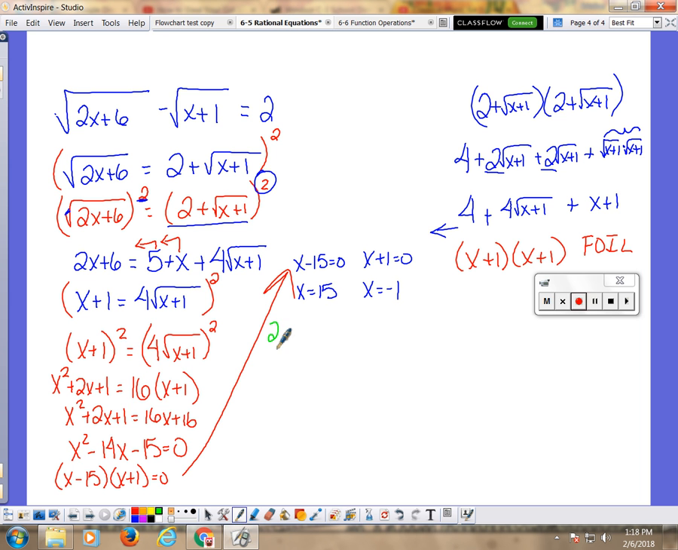So I'm going to take 2 times 15 plus 6, and I'm going to minus the square root of 15 plus 1, and I'm going to see if that equals 2. So this is square root of 36 minus the square root of 16. This is 6 minus 4. Does that equal 2? Yep, 2 equals 2. So this one checks. Now I'm going to go and check the other one.